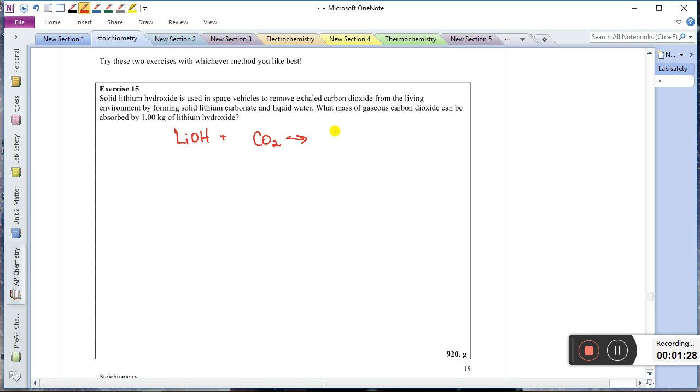Alright. First product is? Lithium carbonate. What's the formula for lithium carbonate going to be? Just LiCO3? What charge does carbonate come with? 2. So this is going to be Li2CO3 plus what? H2O. Okay, so we got a balance.